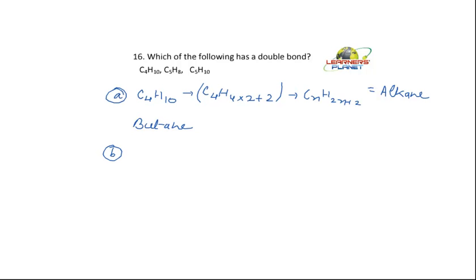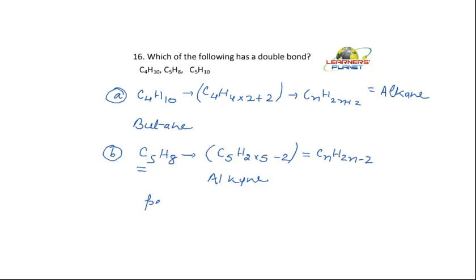Now what is the next formula? C5H8. So what is the formula coming out to be? 2 multiplied by 5 you'll get 10, but what is it here? It's 8. So it is minus 2. Or the general formula is CnH2n minus 2. So what is it? It is an alkyne. 5 carbon atoms. So what would be its name? Pentyne. Okay?